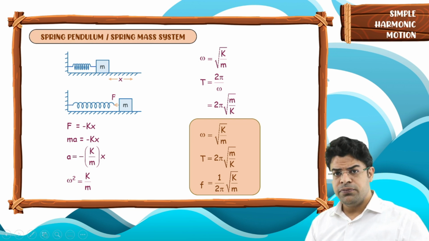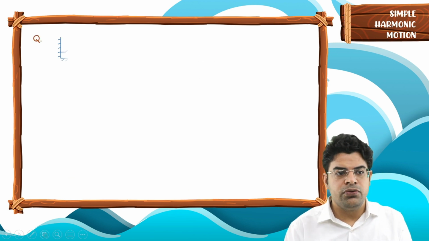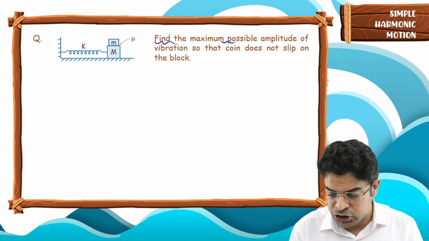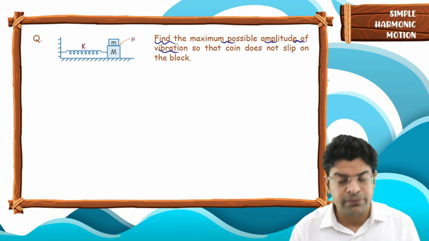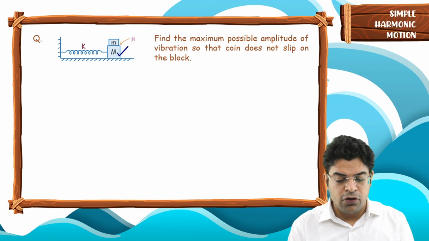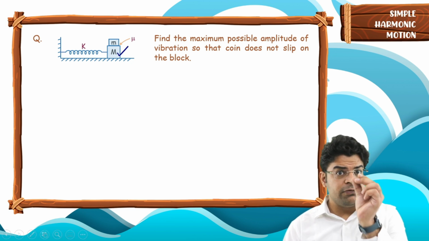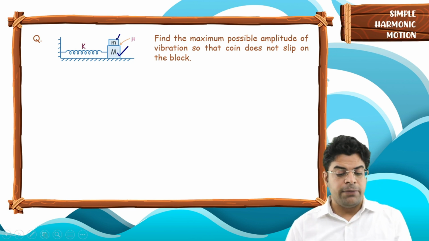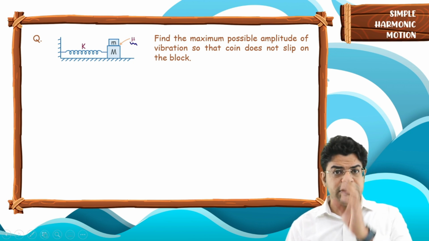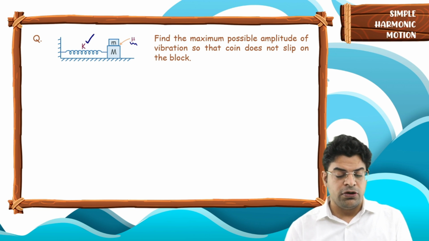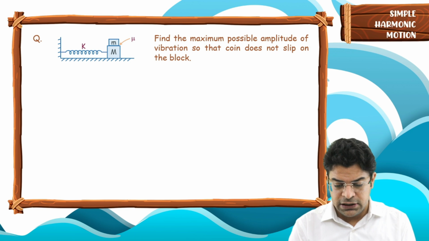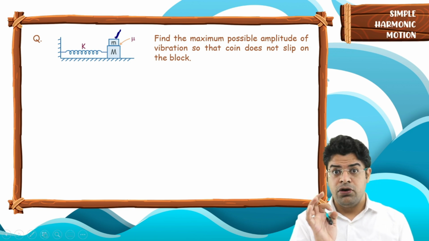So let's continue. So now time to do some simple tough question. Question goes like, find the maximum possible amplitude of vibration so that the coin does not slip on the block. So let's say we have a block of mass capital M over which we have placed a coin of mass small m, and the friction coefficient between the block and the coin is mu, and the whole system is connected to a spring of spring constant k. What can be the maximum possible amplitude of vibration so that the coin does not slip on the block?